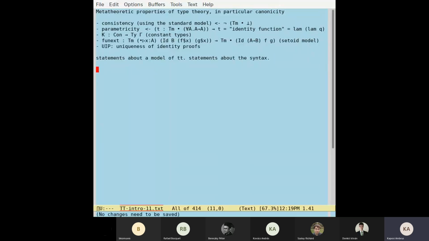And usually whenever we have something which holds in the model, for example, consistency, we went through the standard model. In the standard model, the interpretation of the empty type is the metatheoretic empty type. So if there was such a term in the syntax, right, then we could interpret it as the metatheoretic empty set. So it cannot exist, and this is how we used a model to say something about the syntax.